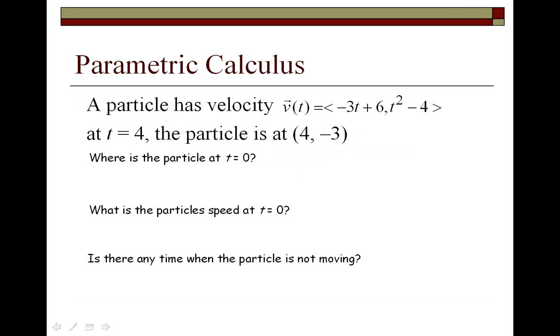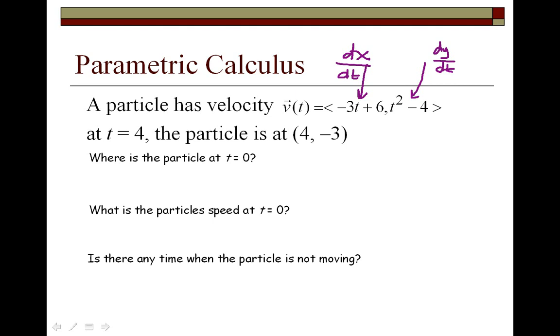So a particle has velocity v of t, which is negative 3t plus 6, and t squared minus 4. This part right here is how the particle is moving in the x direction. It's its velocity in the x direction. So this is basically the same thing as dx dt. This part right here is the same as dy dt, or y prime.